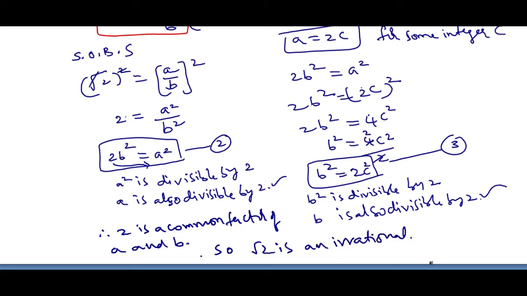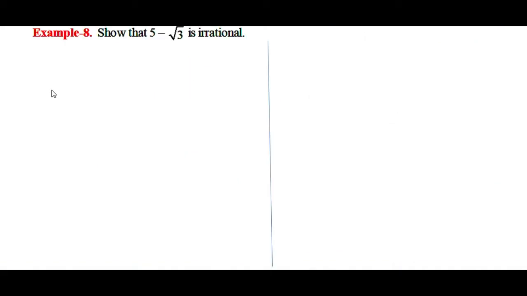Why? Because the first statement I am taking is root 2 is equal to a by b and they don't have a common factor other than 1. But here we got a and b have the common factor 2. So our assumption is wrong. So we can conclude that root 2 is irrational.